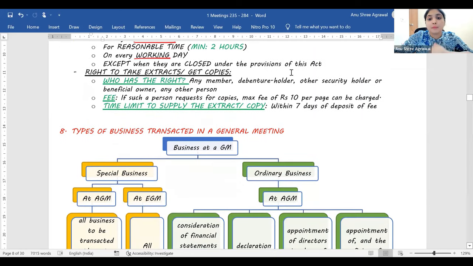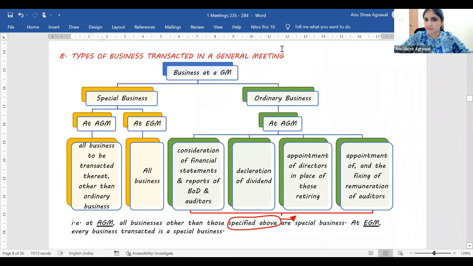Then if they're asking for a copy, we will also give them a copy. If they're asking us for a soft copy, we have to give it free of cost. If they're asking us for a hard copy, we have to give them the hard copy with a fee of maximum 10 rupees per page. If they're asking us for a copy, we have to give them the copy within 7 days.